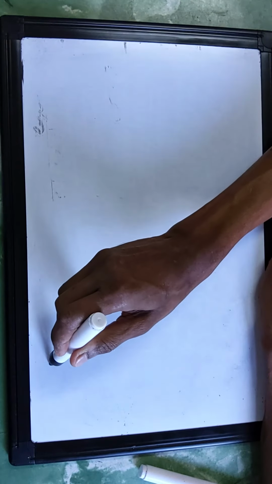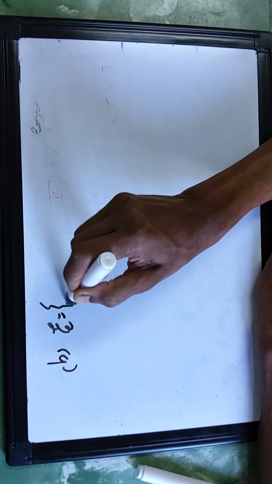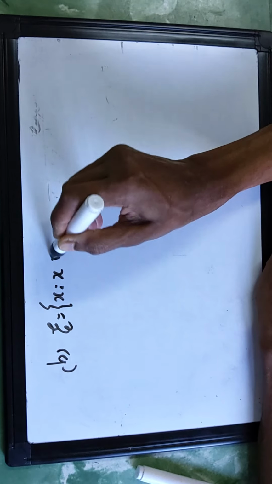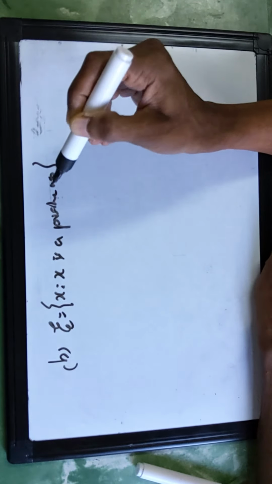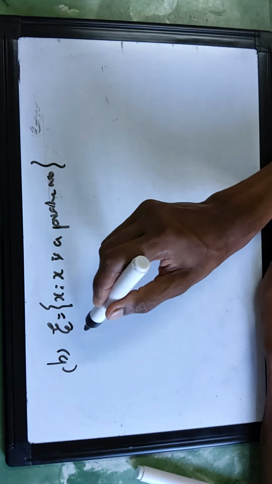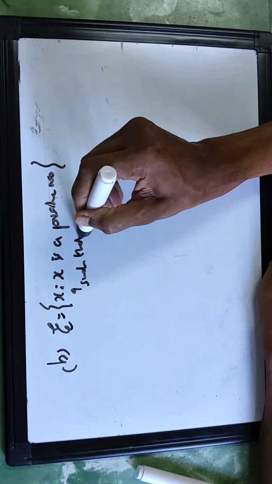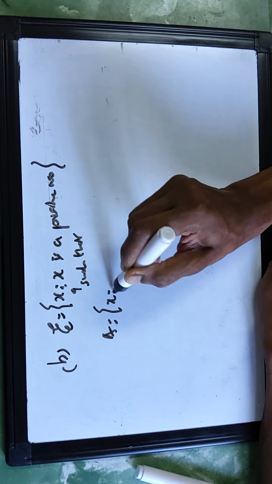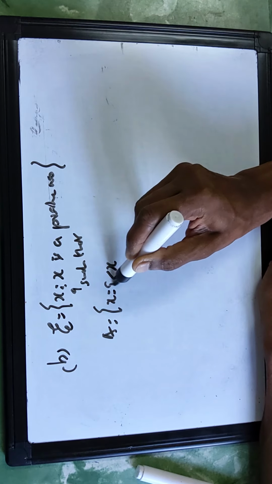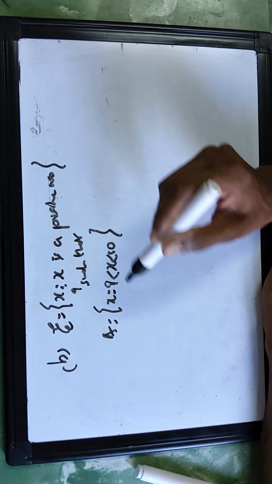We move to the B part now, 10b. The universal set is equal to x such that x is a positive number. So it's a real number which is positive. A is x such that x lies between 9 and 10. X is greater than 9 but less than 10.